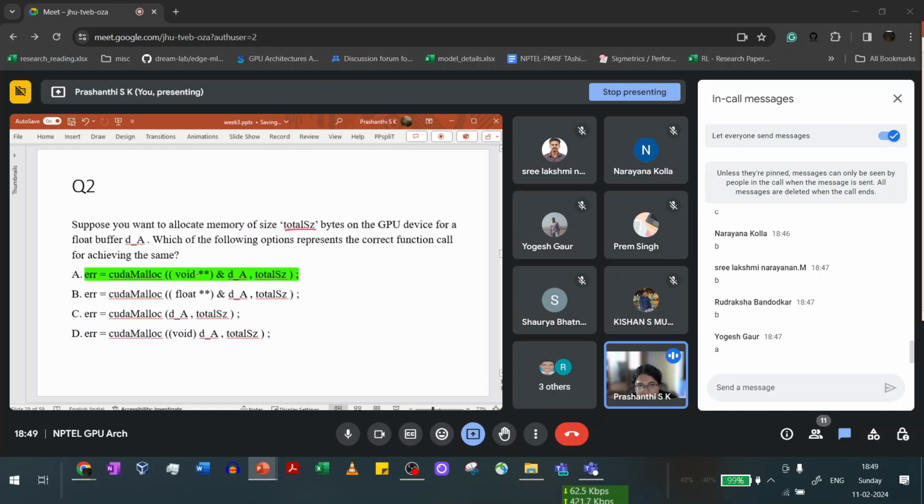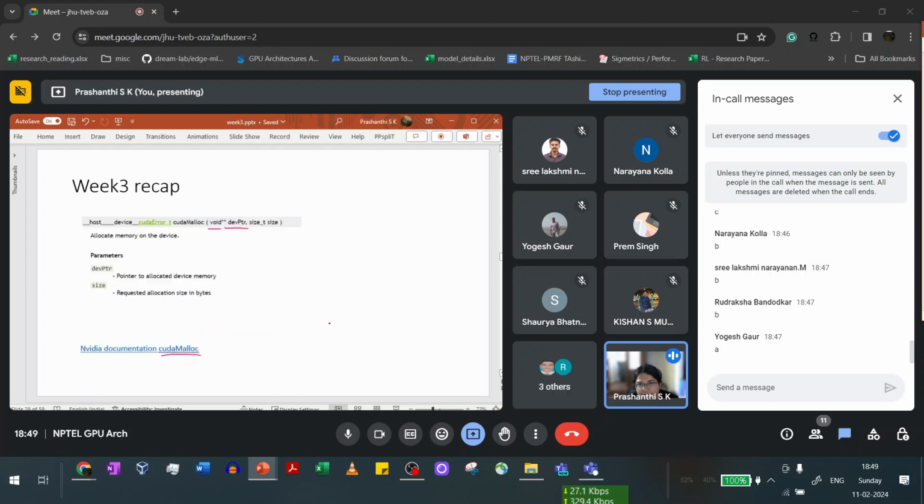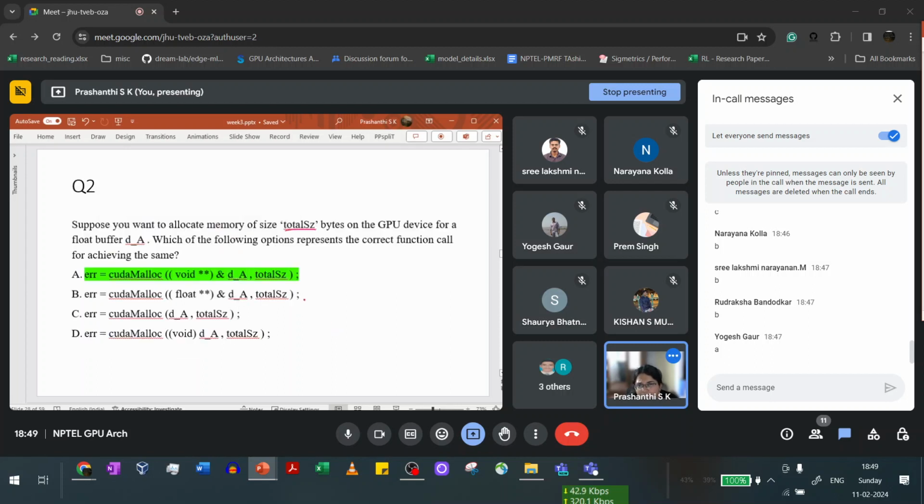So by that, you can see that void star star ampersand dA comma total size is the right answer. Now this is just straightforward from here. But I have a question. So some of you said B, right? Float star star. So why do you think, now that I've shown you the answer, this needs to be void first of all? Also, why is it star star, which means it's a pointer to a pointer? Can you think about that and tell me?